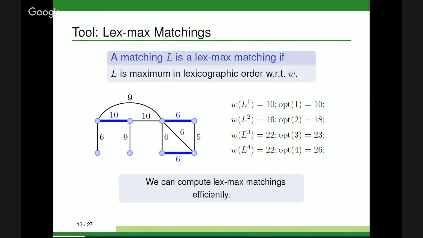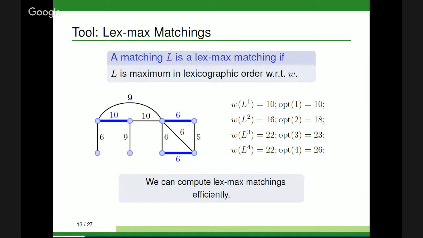It's very easy to compute Lex-max matchings efficiently. Just think of it this way: we want to have as many 10s as possible. So you could imagine that you put a virtual weight of n to the 10 or something like that, and then a virtual weight of n to the 9 to the next edges, a virtual weight of n to the 6 to the next, and so on. And if you let n go to infinity and you compute a maximum weight matching for that, that's going to be Lex-max. It's a way to do that. So you can compute Lex-max matchings efficiently, and they are not as bad as they look.